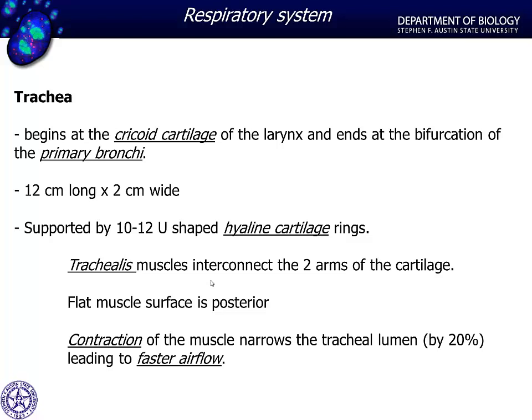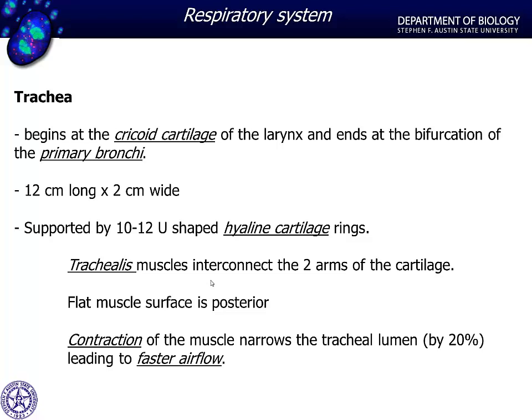It's going to be about 12 centimeters long, 2 centimeters in diameter. And we are going to have 10 to 12 U-shaped hyaline cartilage rings, these tracheal rings of cartilage that are going to provide support along the length of the trachea. Now, they say they're U-shaped or C-shaped, and it's going to be between the open arms of the U or the C that we're going to have this trachealis muscle. Now, this is the muscle that's going to be able to contract and narrow the airway or dilate so that you can expand the airway.